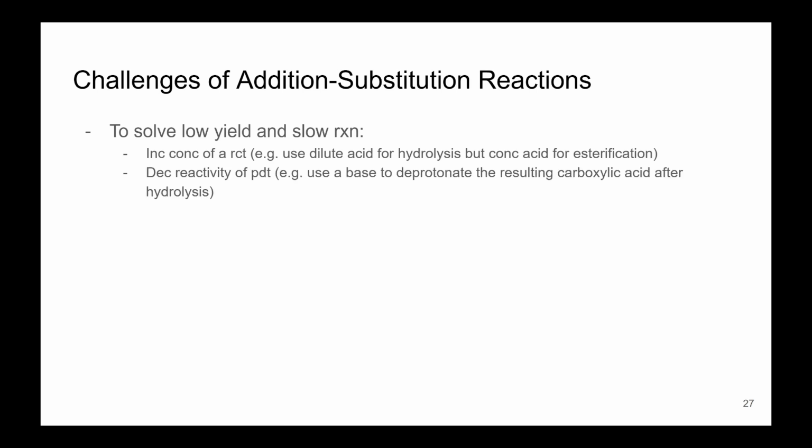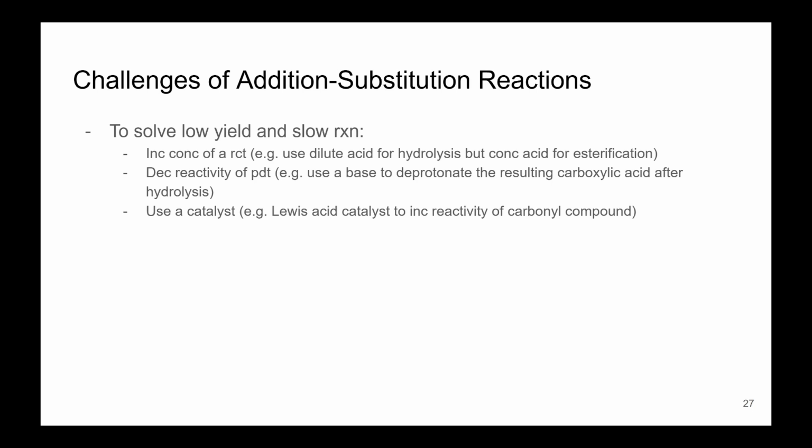Also, you can form a product that's really not reactive. For example, you can just use a base to deprotonate the resulting carboxylic acid after hydrolysis. Because carboxylate ions are much less reactive than carboxylic acid, there's much less chance that it will get attacked and form back and reverse your reaction. So the reaction becomes more irreversible. Or you can use a catalyst.